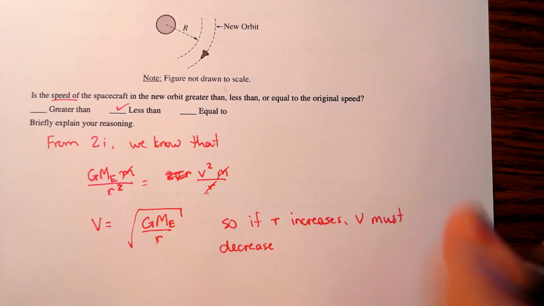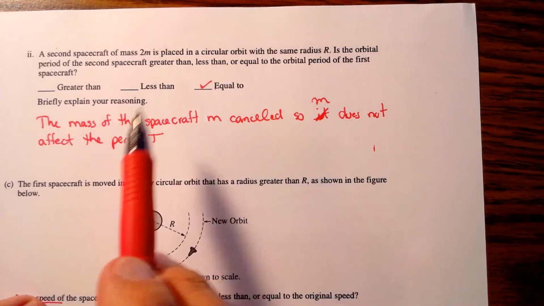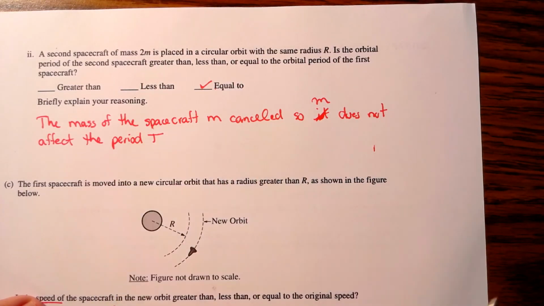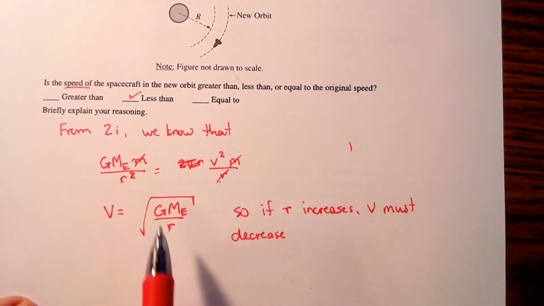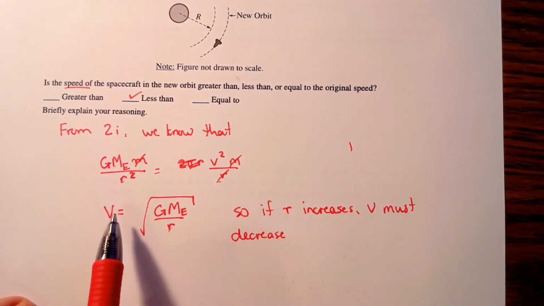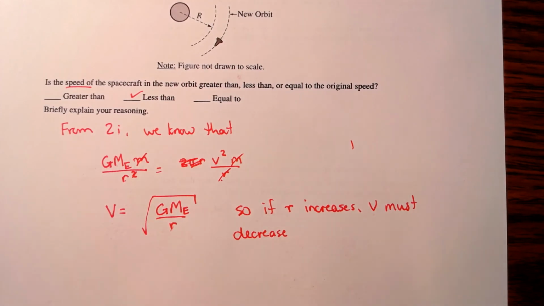So these last two things were worth 1 point each. This was worth 1 point if you had equal to and a consistent explanation. And this was worth 1 point if you had less than and an explanation showing that the v and the r are inversely related in some way. Okay? So that was worth 7 points. So that's how you solve that problem. And it wasn't too bad because we've solved a similar one before.